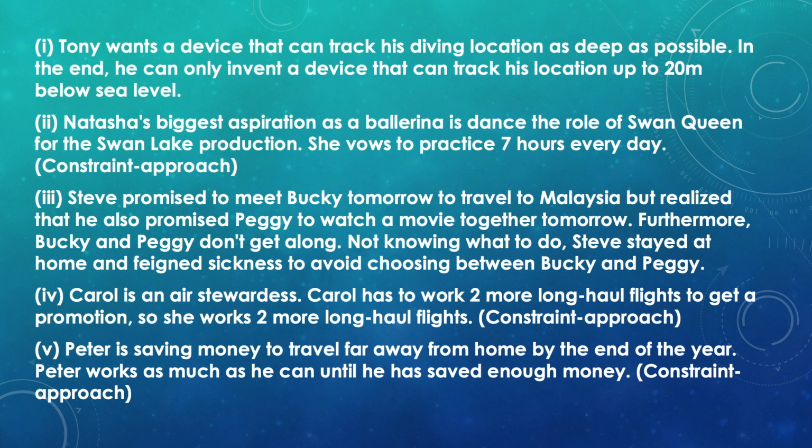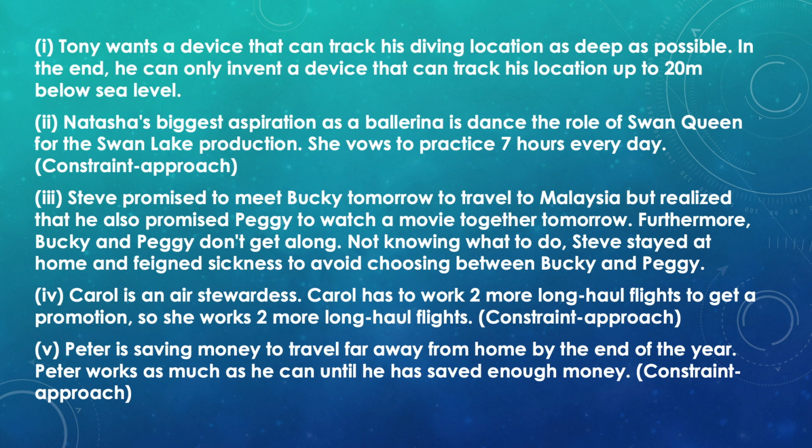For option 4, it's already said that she has to work 2 more, so she works 2 more. So this is in fact her again following the limit that's there. And for option 5, it's also because he works as much as he can until he has saved enough money. So this enough money is actually that constraint that's already there.